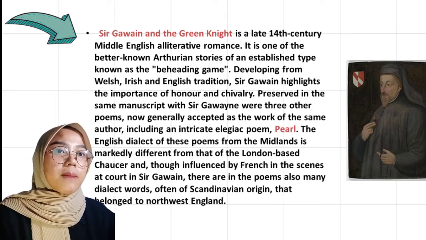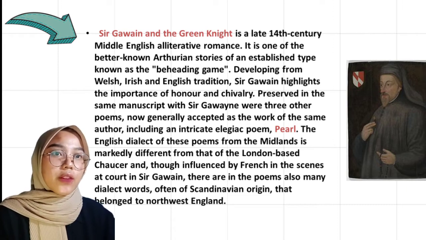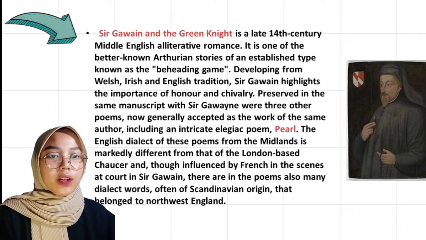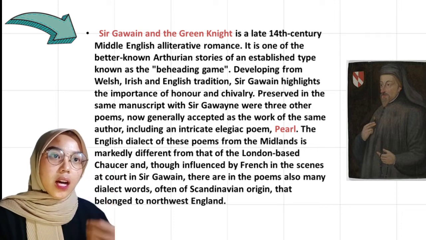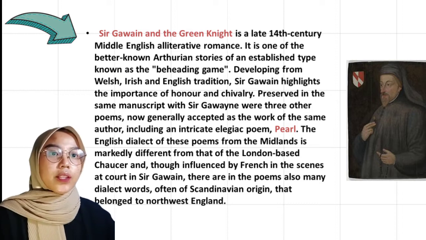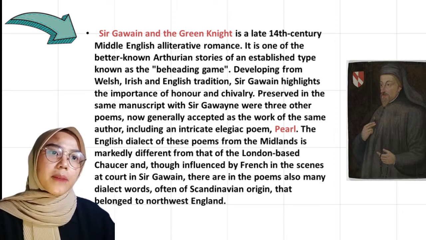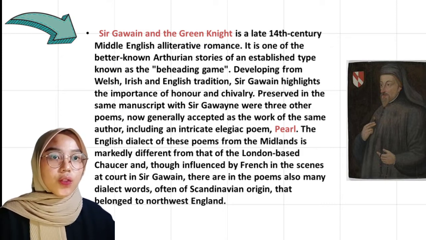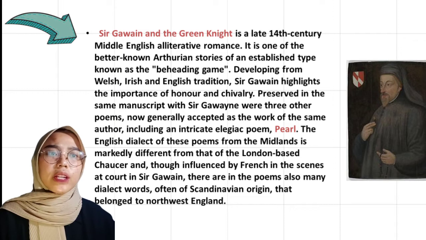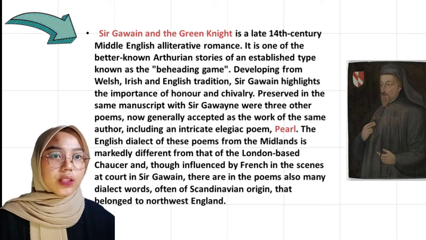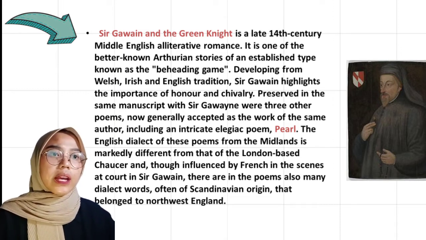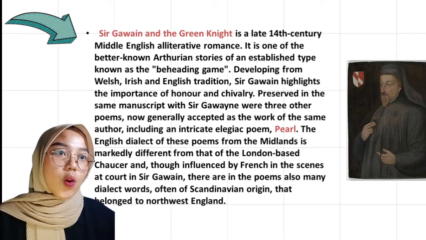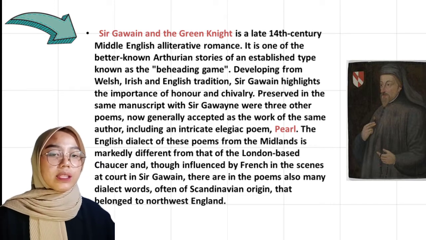Preserved in the same manuscript with Sir Gawain were three other poems, now generally accepted as the work of the same author, including an intricate elegiac poem, Pearl. The English dialect of these poems from the Midlands is markedly different from that of the London-based Chaucer, and though influenced by French in the scenes at court in Sir Gawain, there are in the poems also many dialect words, often of Scandinavian origin, that belong to northwest England.